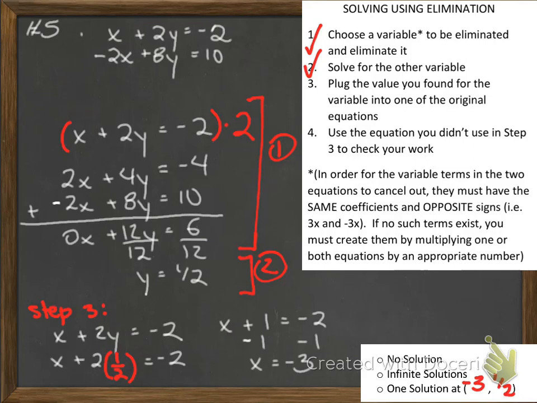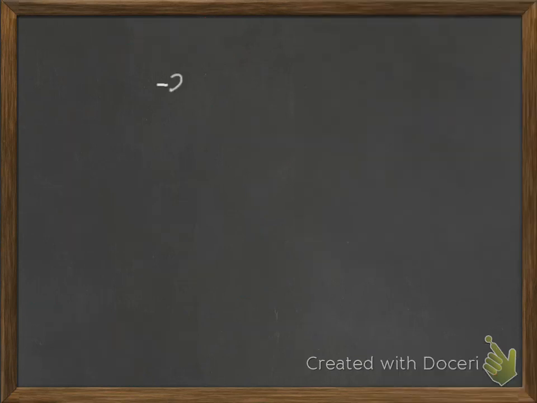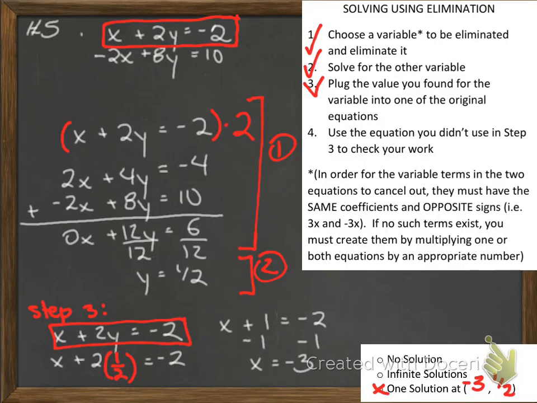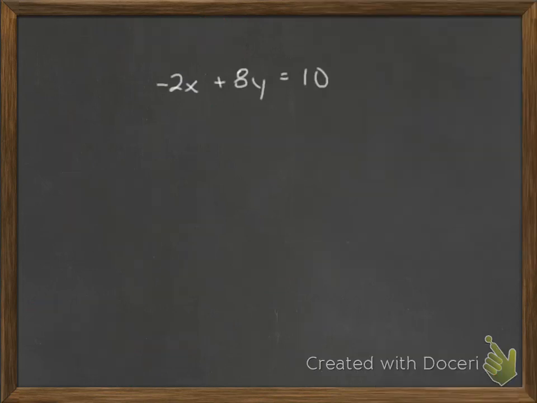Okay, so we don't want to walk away from this problem, remember, until we've checked our work. So remember, in step 3, we used this equation right here. If I want to check my work, I have to use the equation I didn't use in step 3. So that's negative 2x plus 8y equals 10. As you can see, I'm out of room, so I'm going to check it on this next page here. So negative 2x plus 8y equals 10, and again we have x is negative 3, and y is positive 1/2.